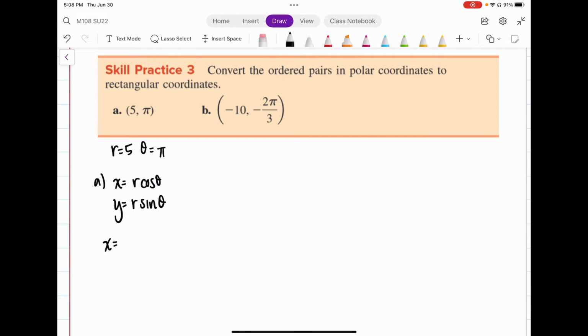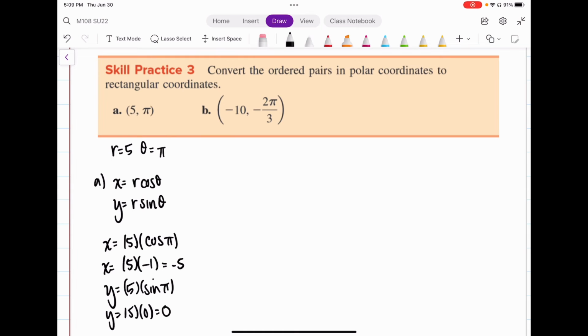Then x is equal to 5 times the cosine of pi, and we're talking about radians here. The cosine of pi is negative 1 because it's the x value, and so x equals negative 5. Y is 5 times the sine of pi, and the sine at pi is 0, and so y is equal to 5 times 0, or 0. We then have the ordered pair, negative 5, 0.